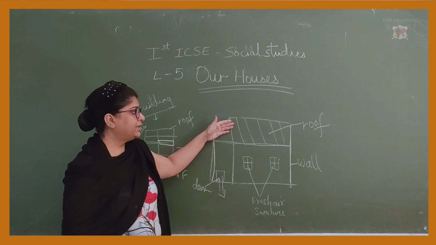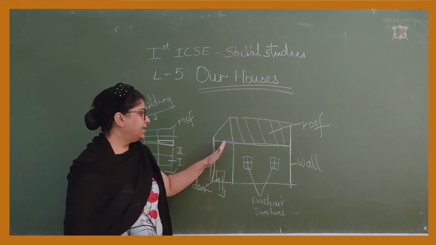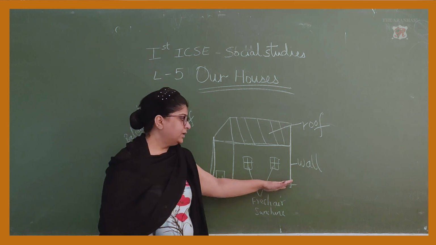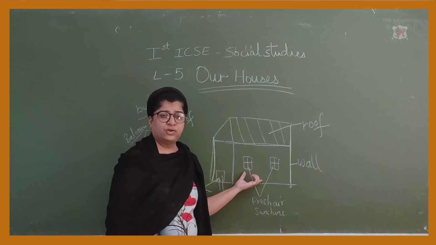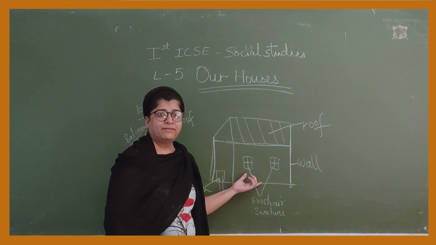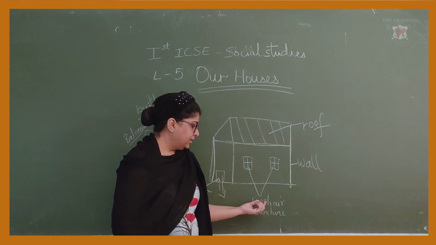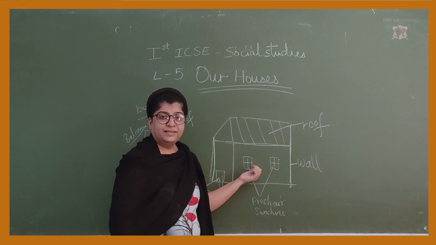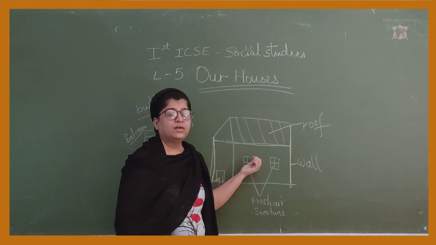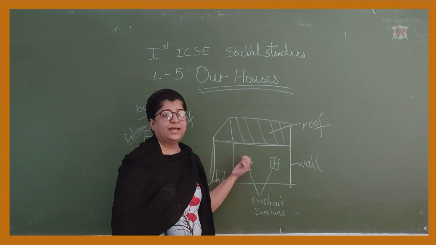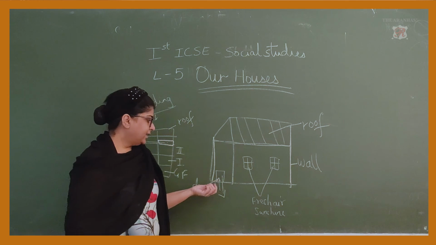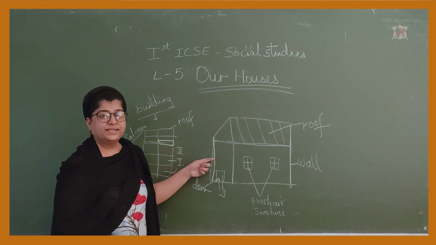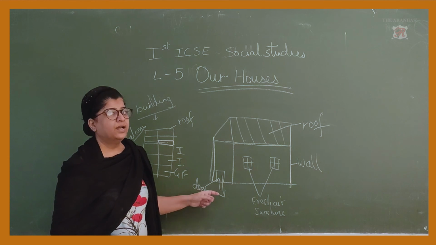The top of the house is called the roof. The side of the house is called the wall. There are windows also. Now why are there windows? So that fresh air and sunshine can come inside and keep the house very fresh. The door is also there. Now why is the door there? So that we can go inside and come out of the house.